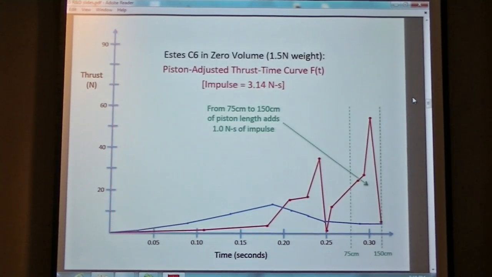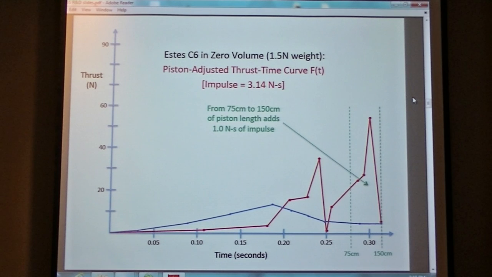So here is my first example from our testing of a piston-adjusted thrust time curve. There are some interesting things to point out here. First of all, the thrust appears to come in waves. There's a first wave that kicks in, and then the thrust drops, and then there's another wave, after which the thrust drops.